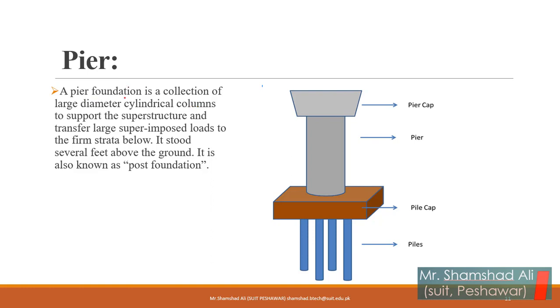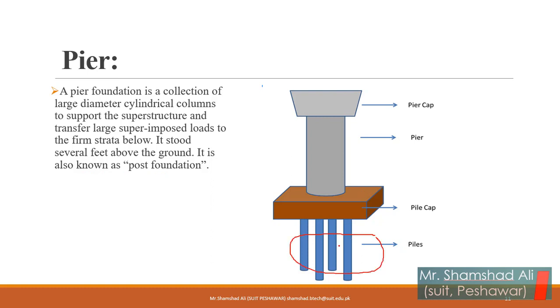A pier foundation is a collection of large diameter cylindrical columns to support the superstructure and transfer large superimposed loads to the firm strata below. It stands several feet above the ground. It is also known as the post foundation. These are basically the piles.